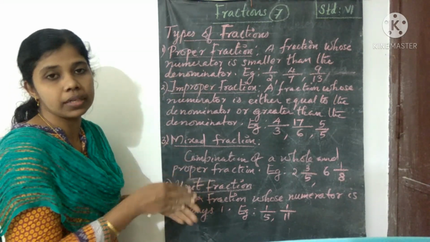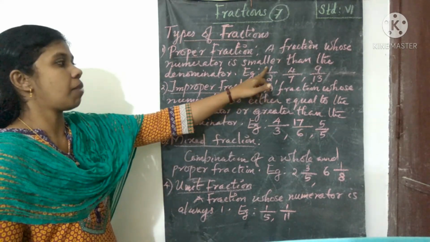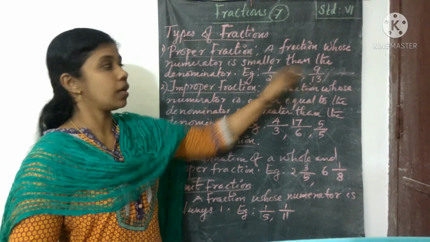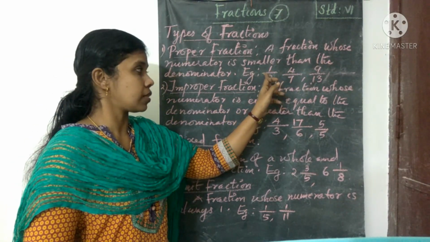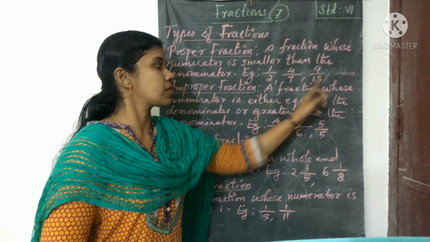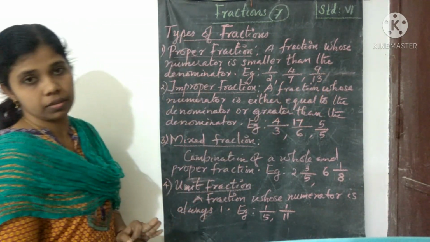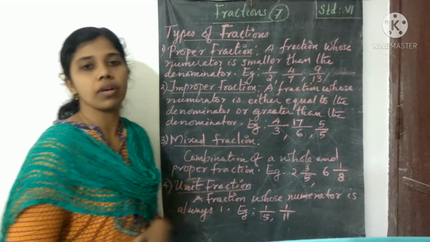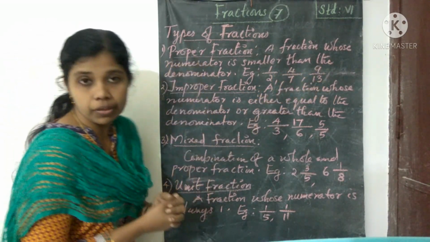Example: 1 by 2, 4 by 7, 9 by 13. Here, above the line, all these are called numerators. Below the line, all these are called denominators. Here denominators are bigger numbers and numerators are smaller numbers. So these are what? Proper fractions.